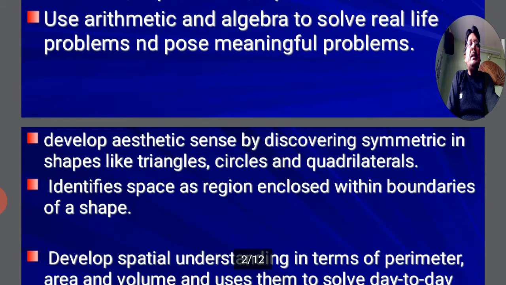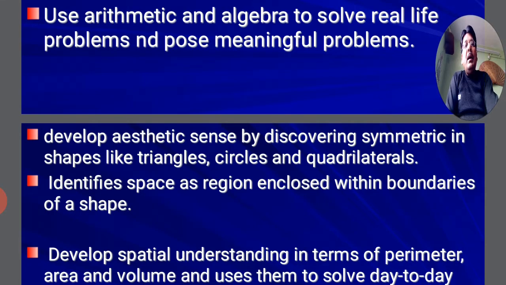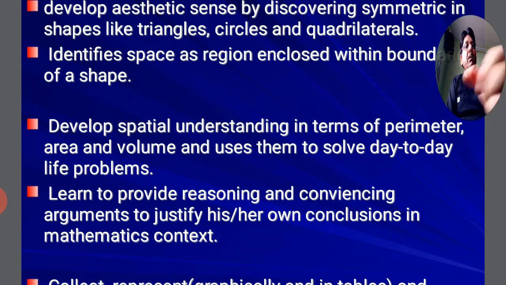Next is to develop aesthetic value or sense by discovering symmetry in shapes like triangles, circles, and quadrilaterals. Identify space as the region enclosed within the boundary of a shape. I want to fulfill this curriculum expectation in my presentation and develop spatial understanding in terms of perimeter, area, and volume, and use them to solve day-to-day life problems. So I also try to fulfill this curriculum expectation in my presentation.